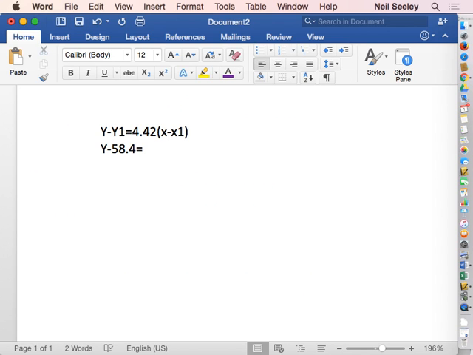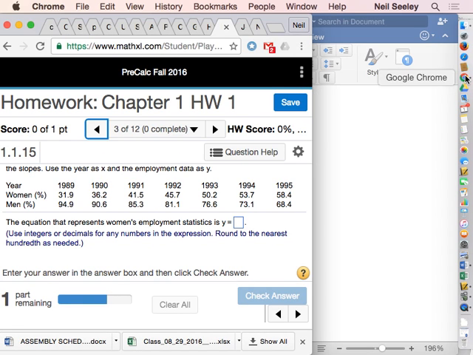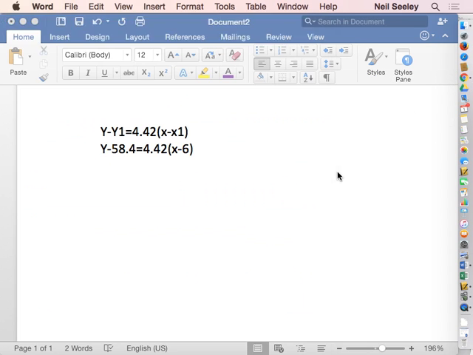equals, now there's some danger going on here. 4.4, I'm actually highlighting an error that's going to come up in another instance that somebody brought to me that we fixed, so watch out. I'm going to show you something. And if you do x minus x1, and our x1, isn't that the x that goes with 58.4, that would be 6, because we're doing 6 years after 1989. Okay, so far so good. And the problem asks to write it as y equals yada yada yada. Okay, so let's do it.